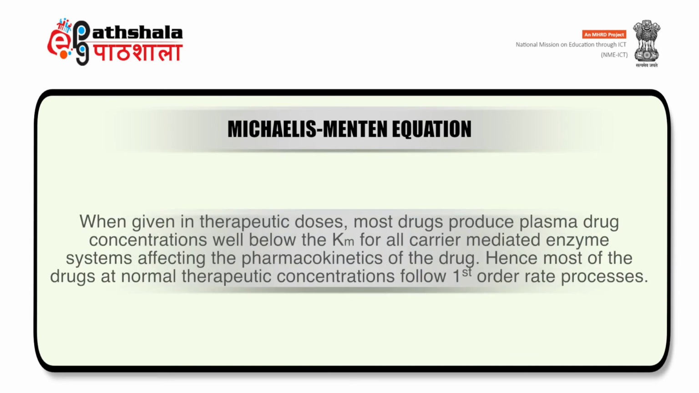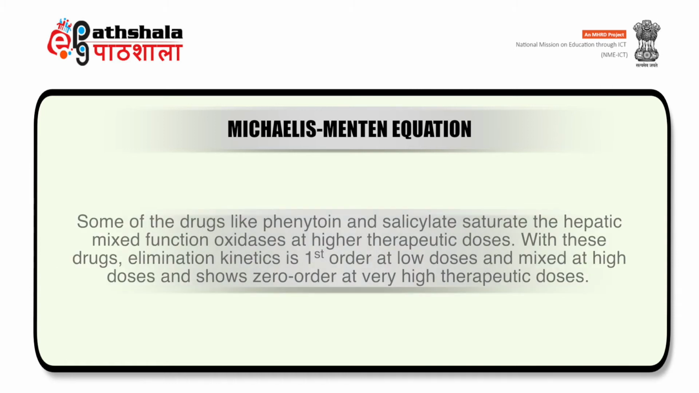When given in therapeutic doses, most drugs produce plasma drug concentrations which are well below the Km for all carrier-mediated enzyme systems, that is, active processes affecting the pharmacokinetics of the drug. Hence, most drugs at normal therapeutic concentrations follow first order rate processes. Some drugs like phenytoin and salicylate saturate the hepatic mixed function oxidases, that is the cytochrome P450 system, at higher therapeutic doses. With these drugs, elimination kinetics is first order at low doses, mixed at high doses, and shows zero order at very high therapeutic doses.